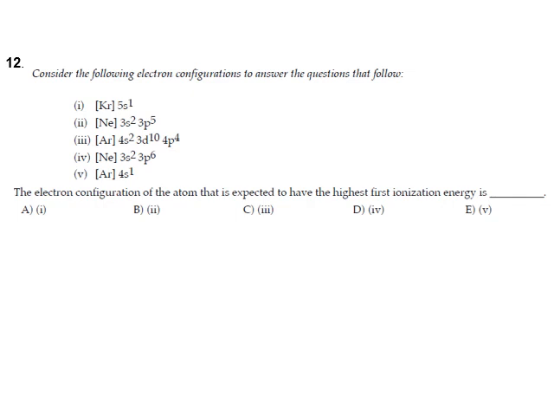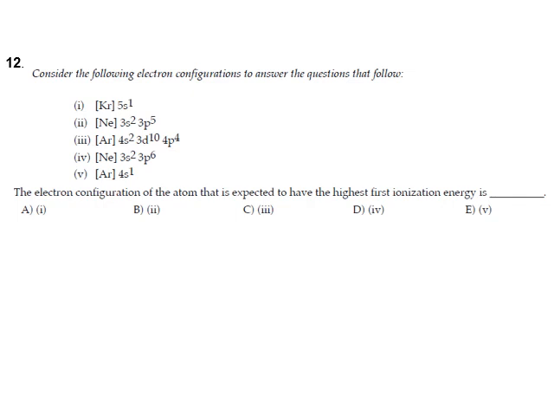Consider the following electronic configuration to answer the questions that follow. I only took one of these. So we've got, for answer choice 1, 5s1. Choice 2 is 3s2, 3p5, so that means we've got 7 valence electrons. Choice 3, we have 3d10, 4s2, 3d10, 4p4, so we have 4 valence electrons. Choice 4, 3s2, 3p6, we have an octet. In choice 5, we have 1 valence electron.